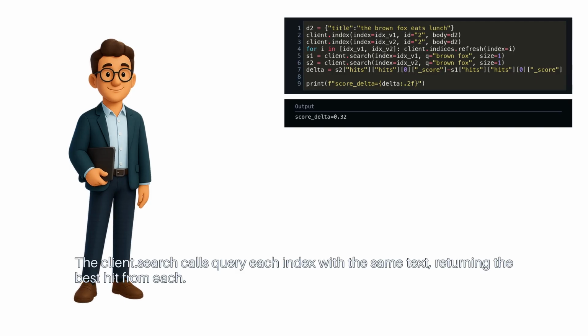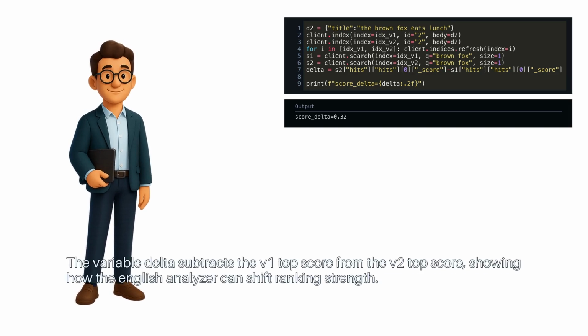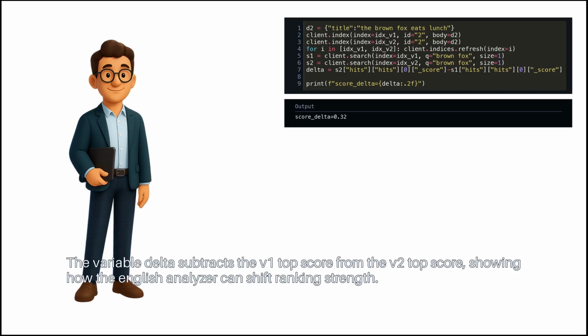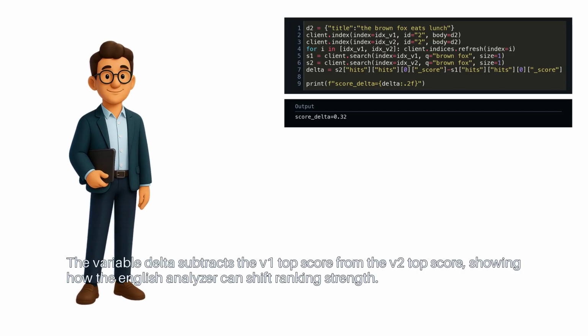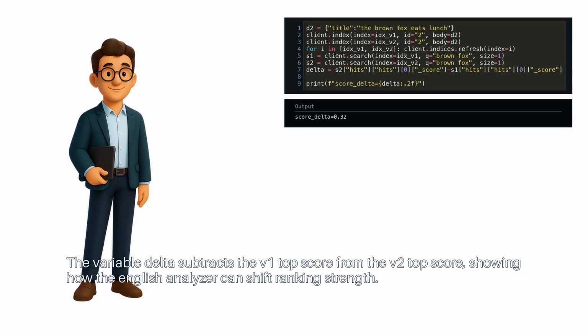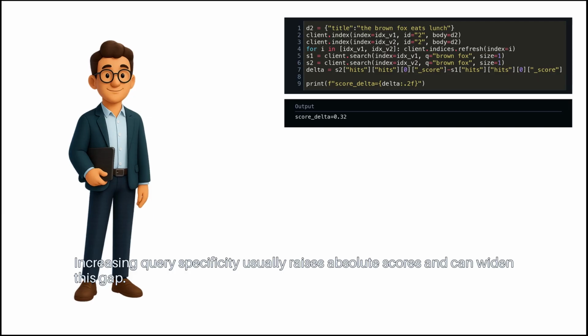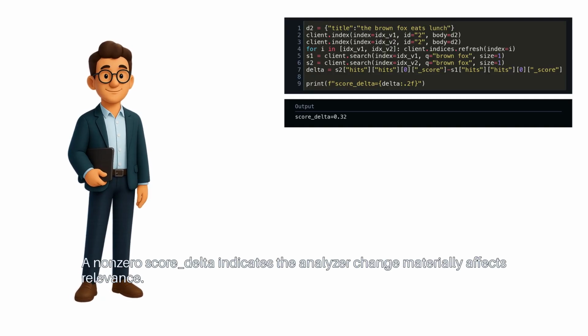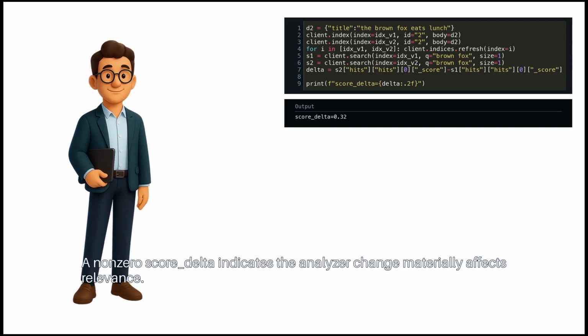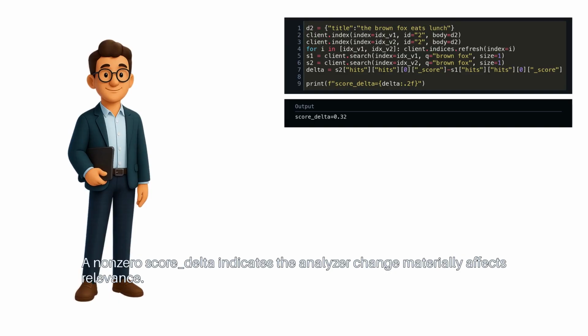The client.search calls query each index with the same text, returning the best hit from each. The variable delta subtracts the v1 top score from the v2 top score, showing how the English analyzer can shift ranking strength. Increasing query specificity usually raises absolute scores and can widen this gap. A non-zero score delta indicates the analyzer change materially affects relevance.